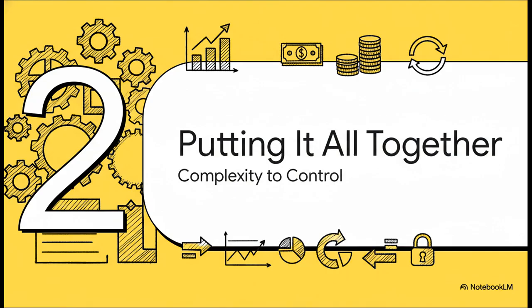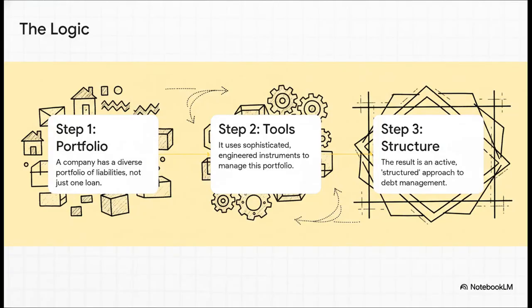Okay, so we've looked at the definition, we've examined the specific tools in the toolbox. Now, let's step back and put all the pieces together to really see the big picture. The logic really flows pretty simply once you see it laid out. Step 1, a company has a whole collection of different liabilities, not just one single loan. Step 2, to handle all the risks and opportunities in that portfolio, it uses these engineered, specialized financial instruments we've been talking about. And step 3, what you get at the end is no longer just passive borrowing. It's an active, managed, and truly structured approach to handling your company's debt.